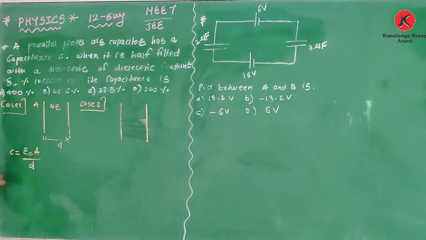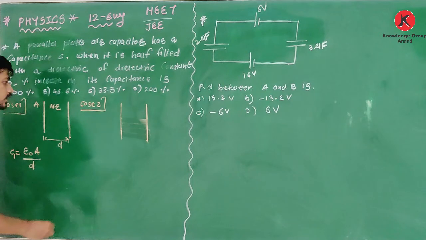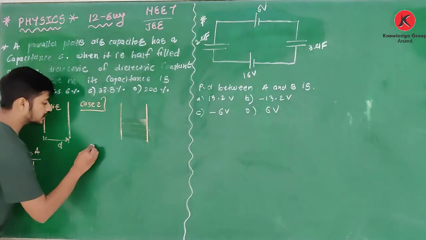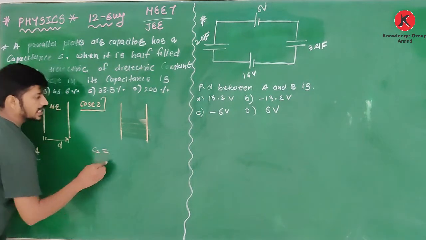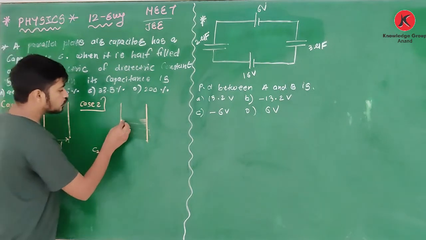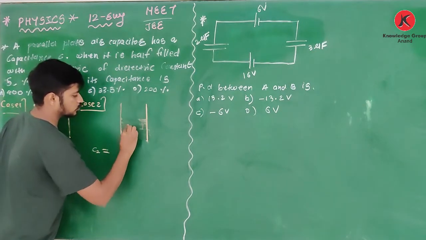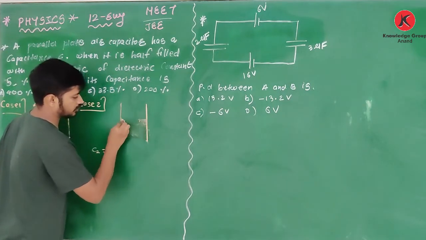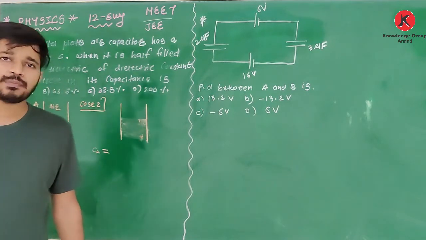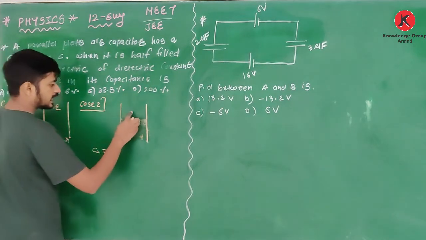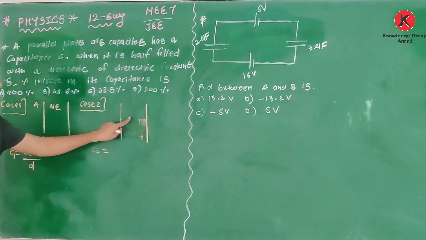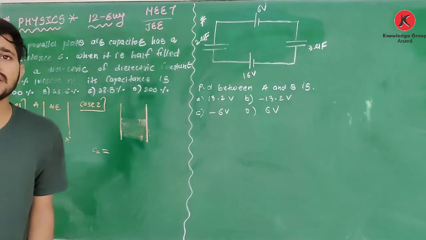So yes, that is C1 is equal to epsilon 0 A upon D. Now in this case, what is C2? As we have two different media, there are two capacitors. First this one and second this one. And yes, both these capacitors are in parallel connection.